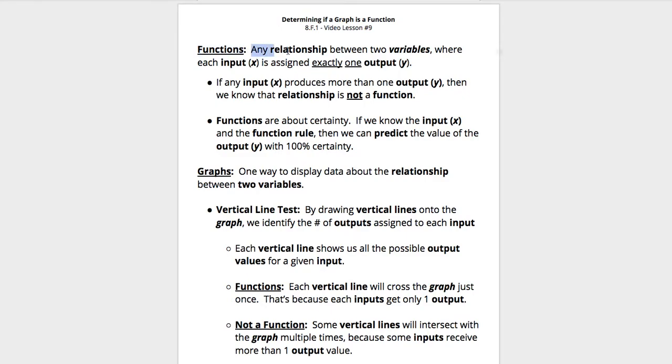That means any relationship between two variables where each of the inputs, x values, can be assigned only one output value. If any of the x values or inputs produce more than one y value or more than one output, then we know the relationship is not a function.